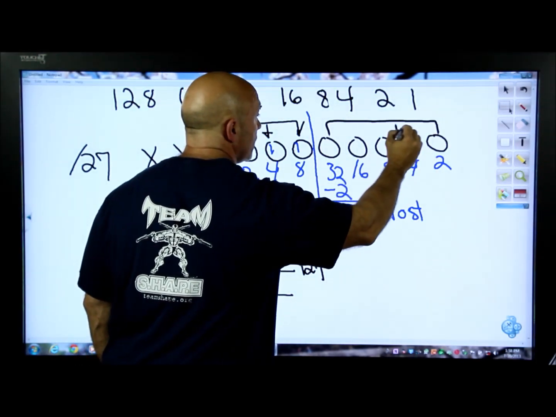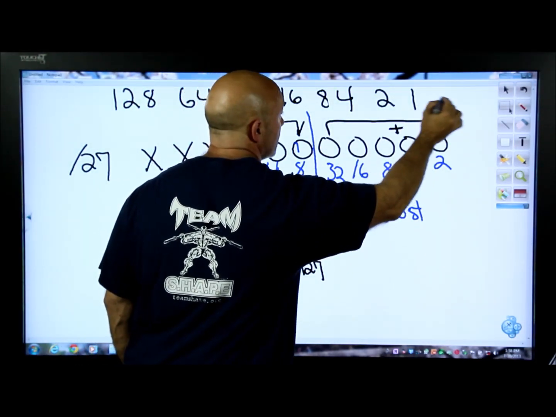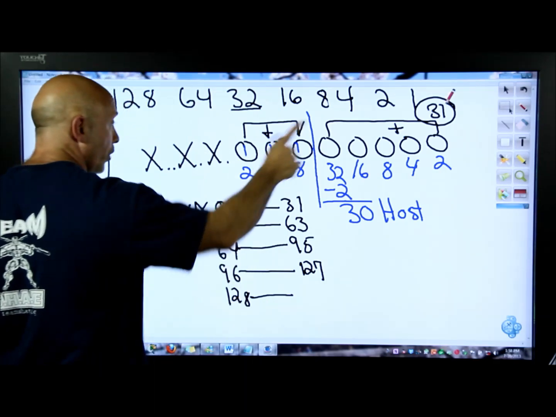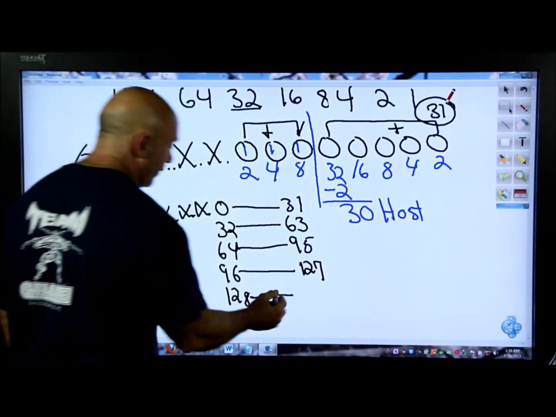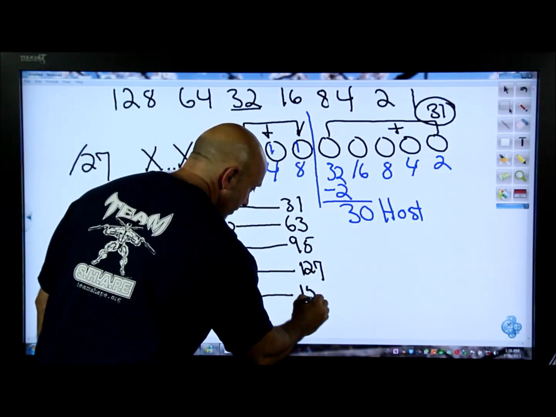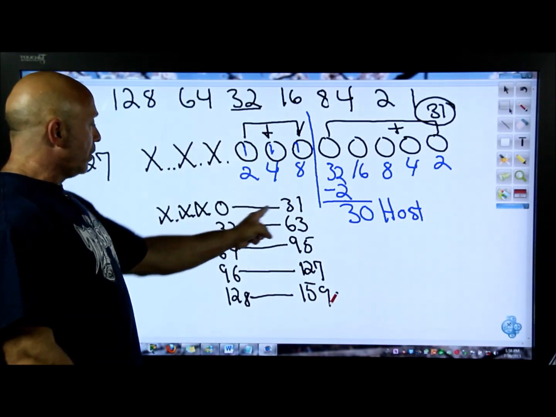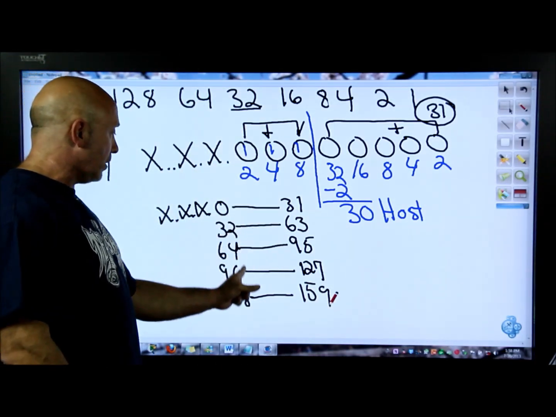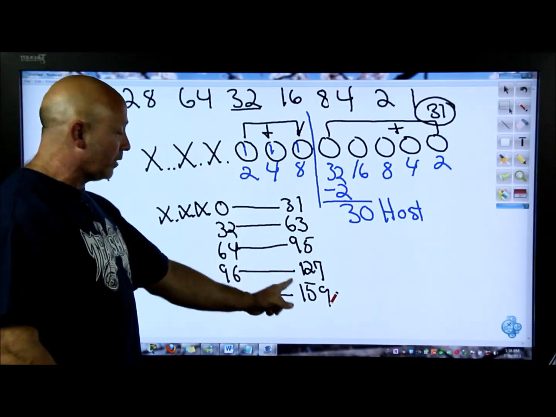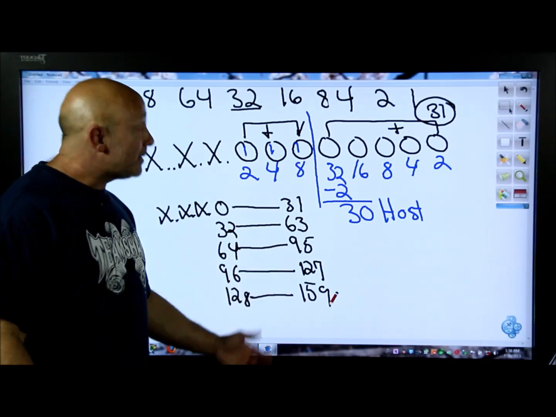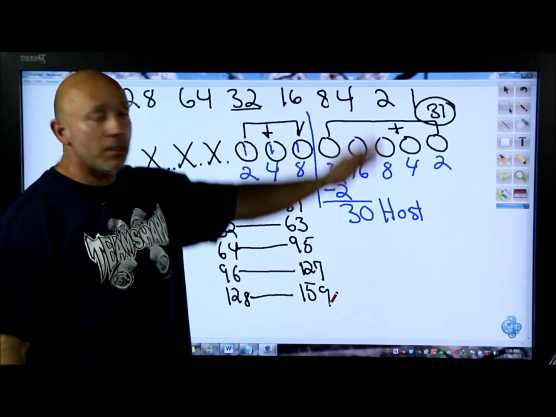And then since there's not another one, I can say, well, what's 31, the addition of these bits, and 128? 159. There's your broadcast. Then what's in between? 1 through 30, 33 to 62, 65 to 94, 97 to 126, 129 to 158. That's it. That's all you need.